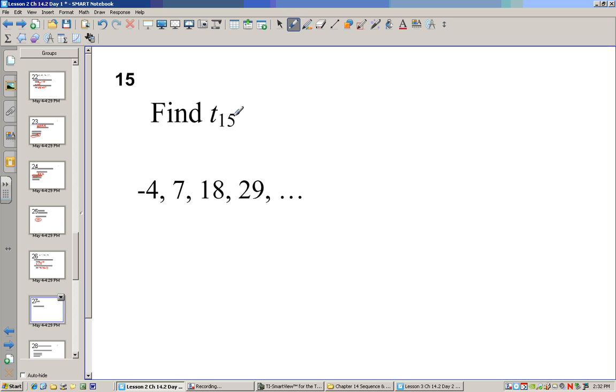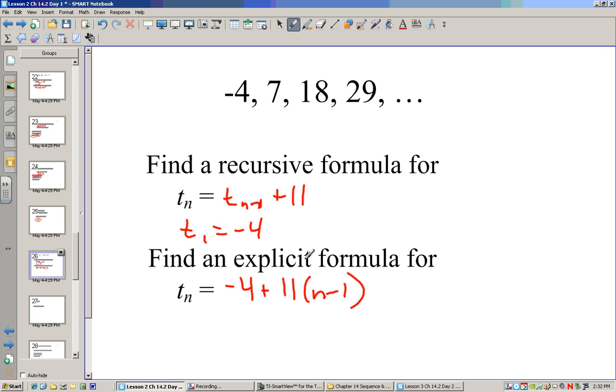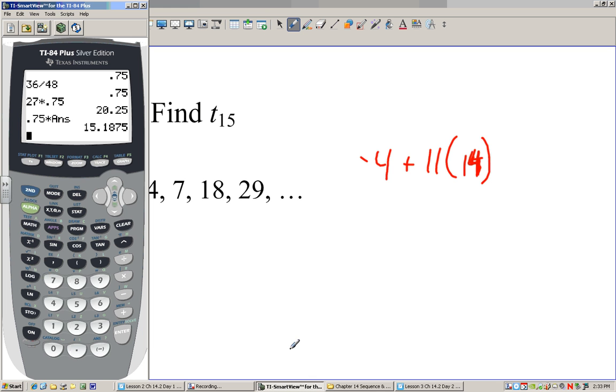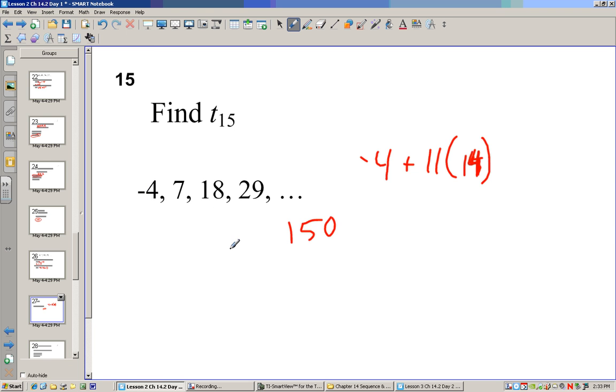If we want to find t sub 15, we plug in 15 into this equation. So we have -4 plus 11 times 15. Hopefully you caught that that was supposed to be 14. So now we just take out our calculator, -4 plus 11 times 14, 150. So the 15th term should be 150.